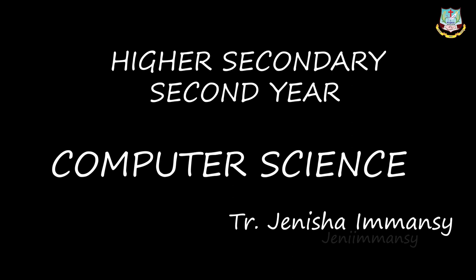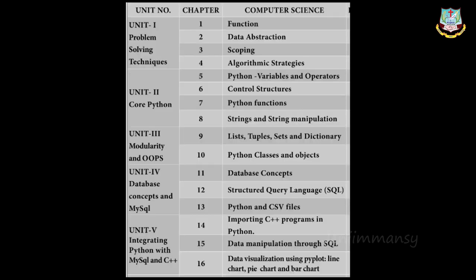Already you have learned the problem solving techniques. In problem solving techniques, you have seen about function, data abstraction, scoping, algorithmic strategies, and then we saw the core Python. That is, in Python, we have seen the variables and operators, control structures, Python function, and about the string and its manipulations. I think first 5 chapters you are thorough, and next chapters also, when you get time, just go through the chapters, and in between, if you have any doubts or if you want me to explain any specific topic also, you can ask me.